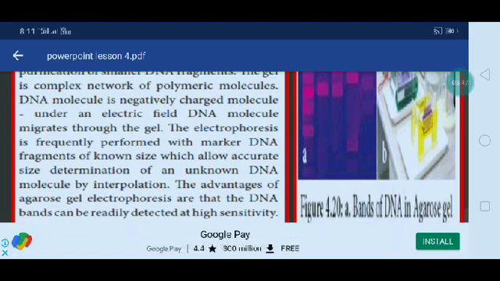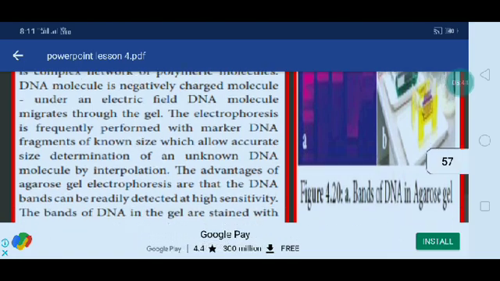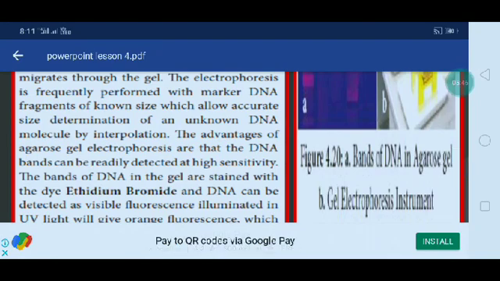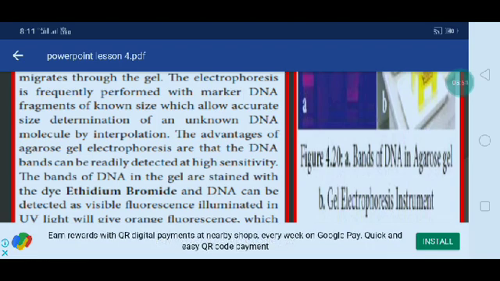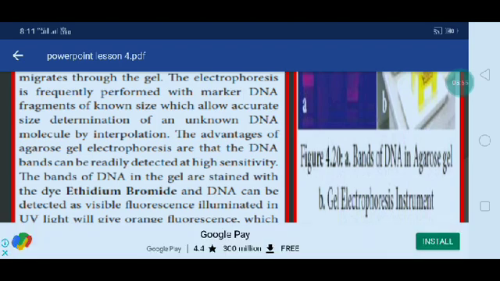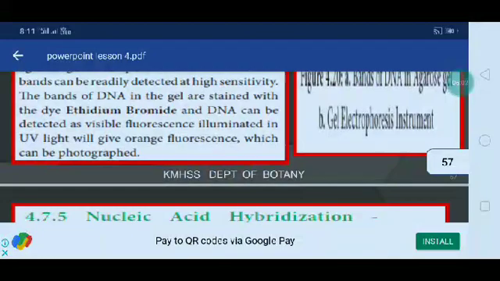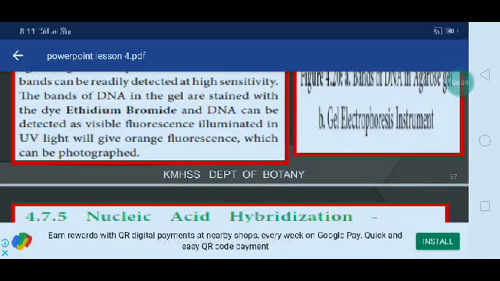The advantage of agarose gel electrophoresis is that the DNA bands can be readily detected at high sensitivity. The bands of DNA in the gel are stained with the dye ethidium bromide, and DNA can be detected as visible fluorescence when illuminated in UV light, giving orange fluorescence which can be photographed.